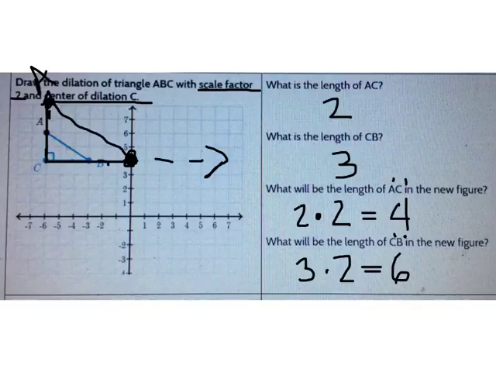So now I have point A prime, point B prime, and point C prime. Point C doesn't move because it's the center of dilation. It's where the other points are expanding from.